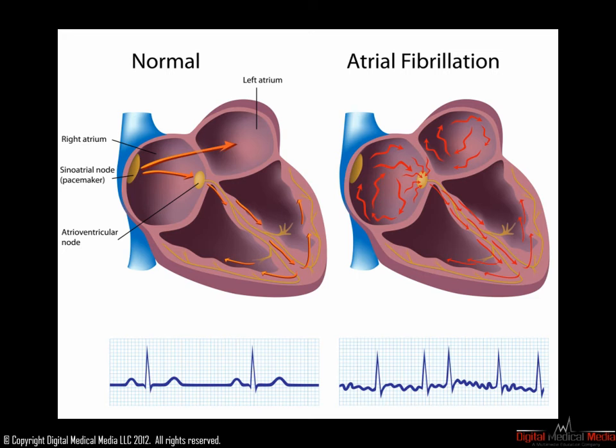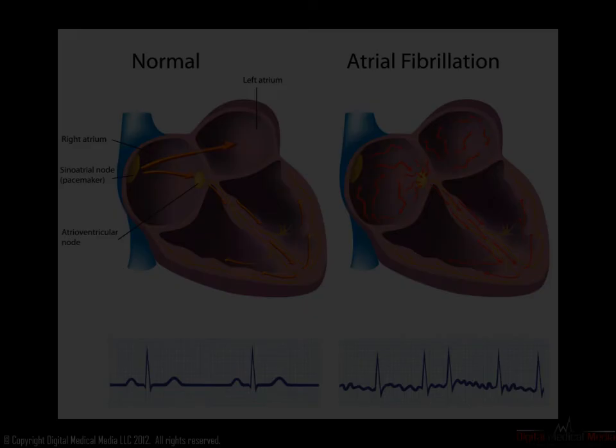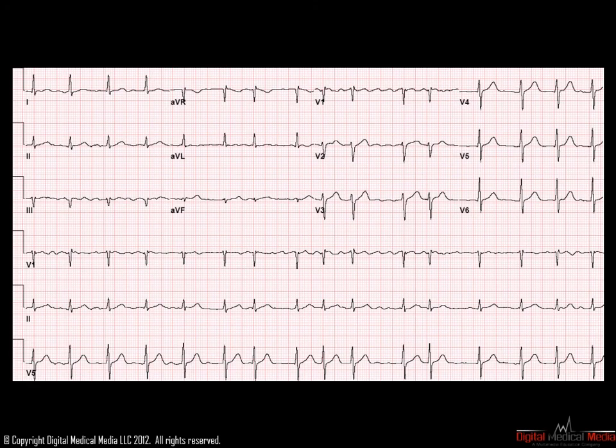The first is that the R to R interval is completely irregular. No two R to R intervals will appear the same. Additionally, there is no repetitive organized atrial activity. If both of these features are identified, then the presence of atrial fibrillation can be confirmed. In this tracing, the first thing you should notice is the variable R to R intervals. The R to R intervals, as we look across this 12-lead ECG, are highly variable from one another.